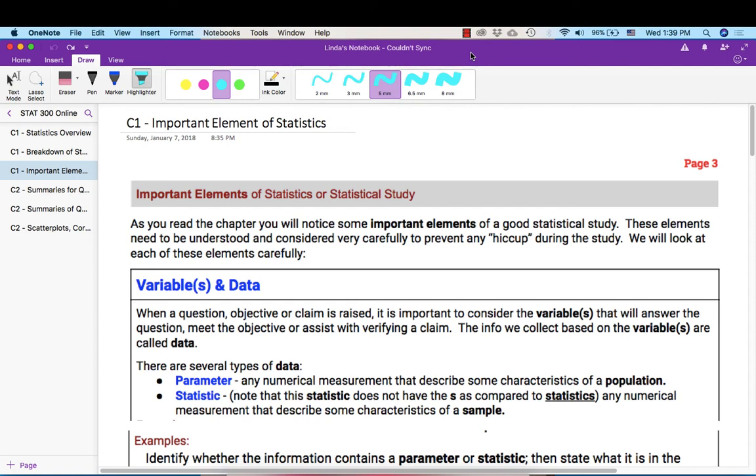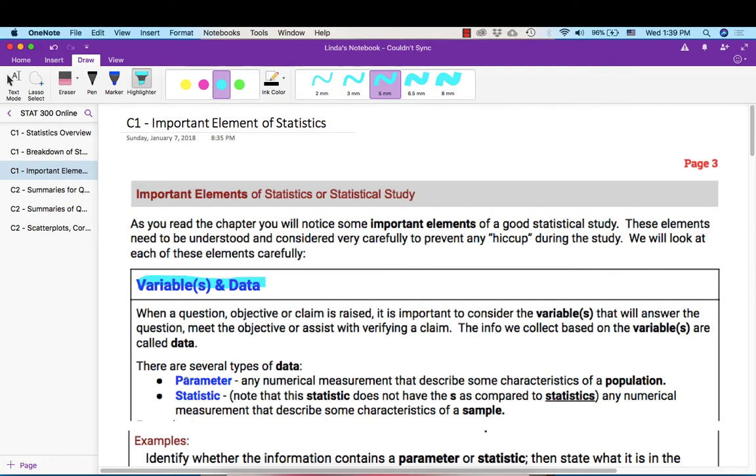Hello students. In this lesson, we will explore some important elements of a good statistical study: the variable or data, the sampling or how we collect subjects to study, the type of study, and the possible hiccups while doing a statistical study. First is the variable or data.